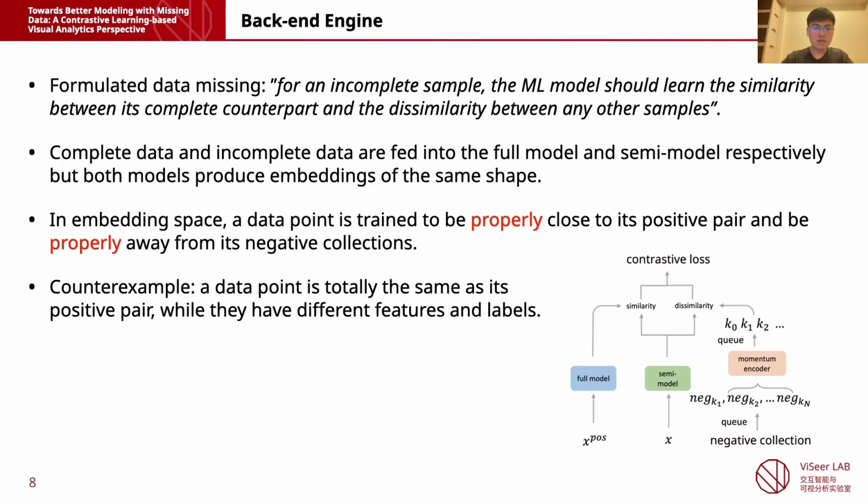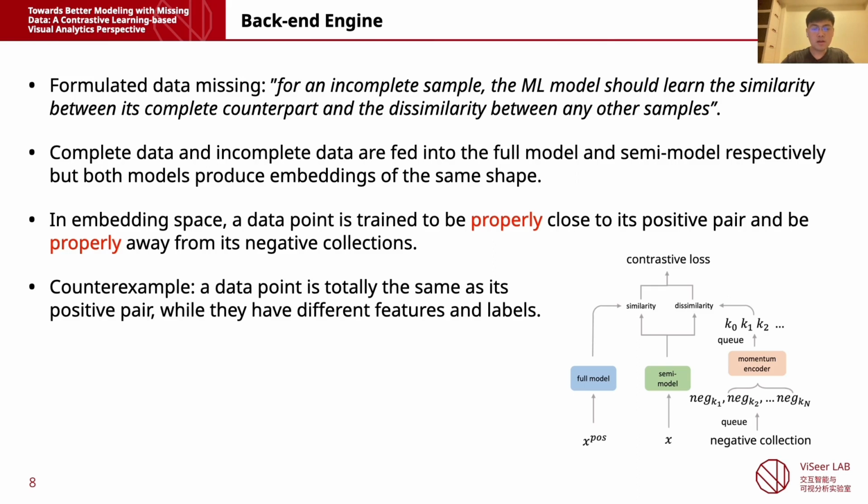Specifically, the architecture of our backend engine is the implementation of the formulation mentioned above. Consequently, in the embedding space, the data point is tuned to be appropriately close to its positive pair and sufficiently distant from its negative collection. However, this training is a challenging task.